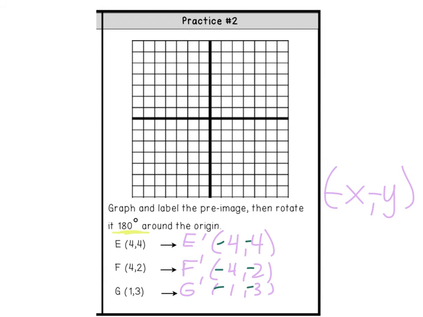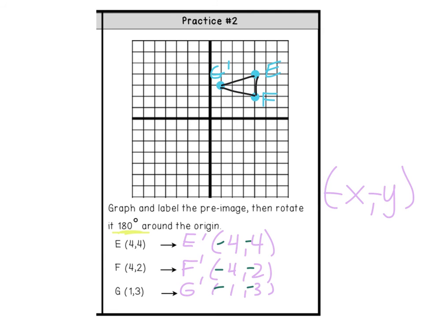Okay, so let's go ahead and plot the original and then our 180 and see what it looks like. So here we go. E is 4, 4, so forward 4, up 4. Mark that with an E. And then F is 4, 2, so forward 4, up 2, and mark that with an F. And G is forward 1, up 3, and mark that with a G. And then go ahead and connect it. And there's our original triangle.